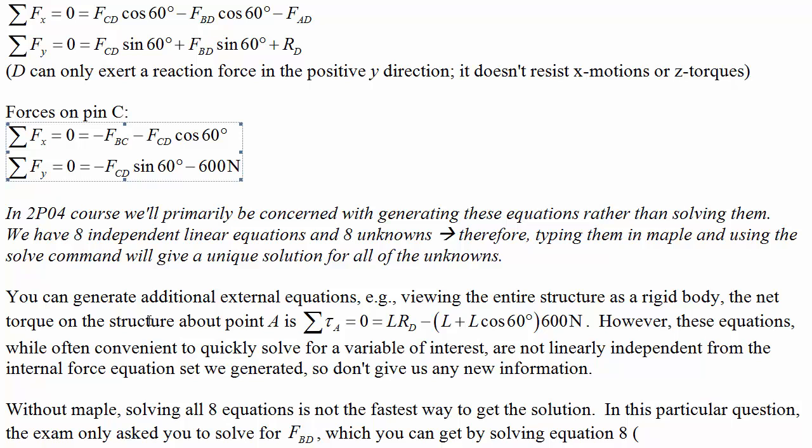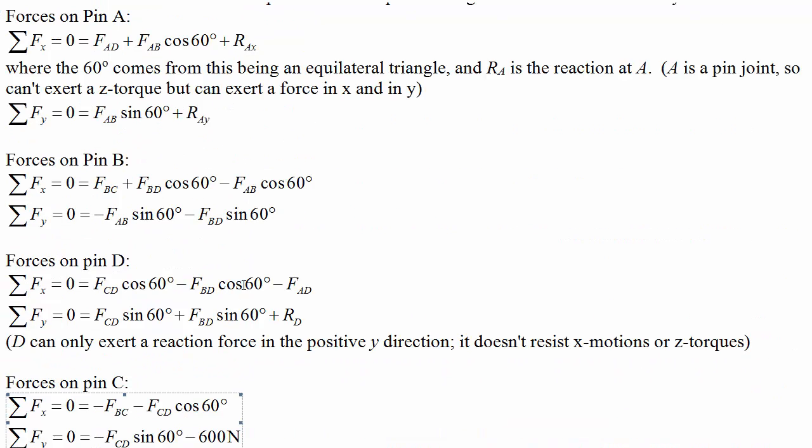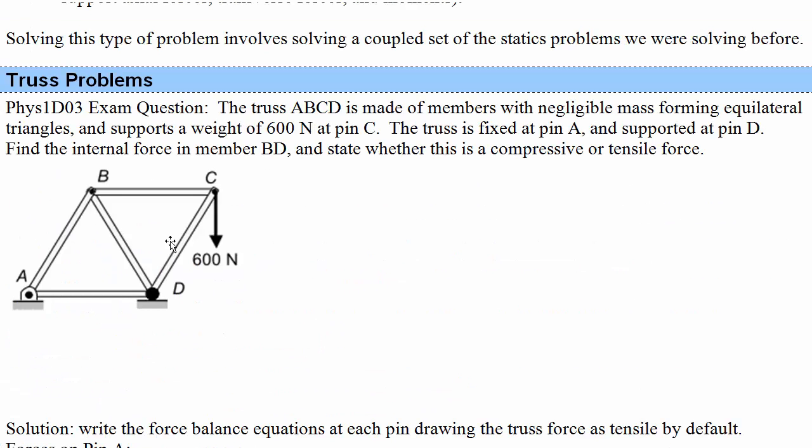You could generate additional external equations by viewing the entire structure as a rigid body. This is sometimes a convenient thing to do if we just want one particular force. So in this case, we only want the force in member BD. Maybe we can speed that up. Instead of writing all of the pin equations, we just write some specific strategic ones, and then do the whole body as a static equilibrium problem itself.